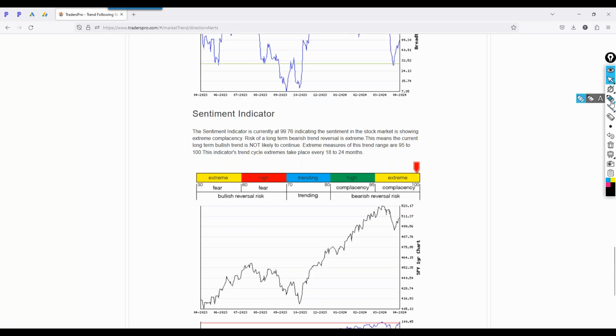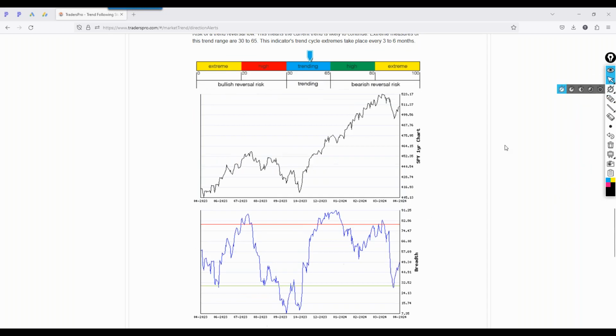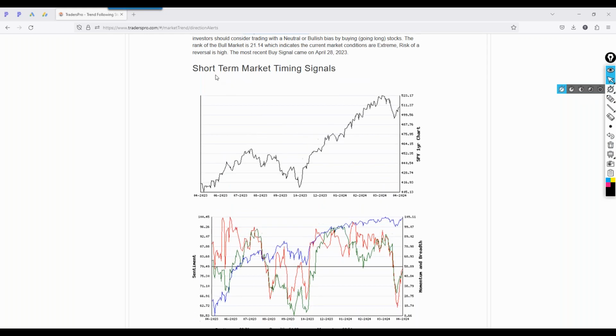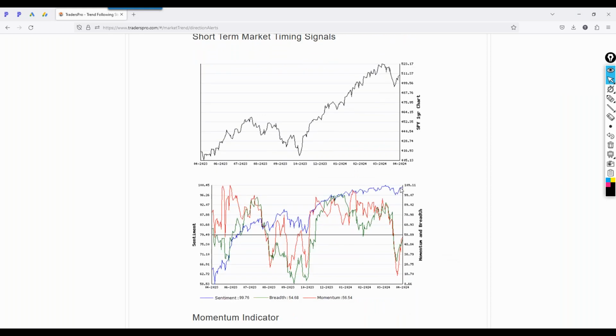As far as understanding some of these indicators, these three on the directional alerts page, the quick glance guide is kind of this upper one right here where it says the short term market timing signals. The blue line is giving you the sentiment. The orange line or red line is giving you the momentum, and the green line is giving you the breadth.